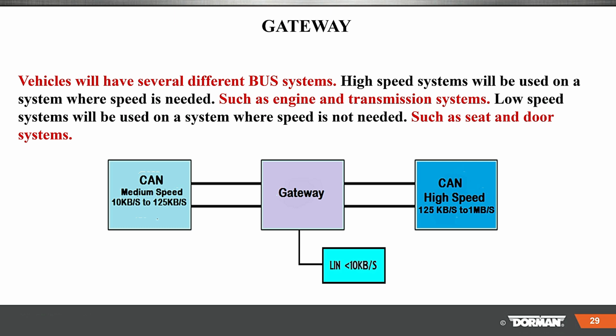And vehicles have several different buses. High speed will be used on systems that need it, such as engine, trannies, airbags, and ADAS and so on. Low speed will be used on systems where speed is not needed, the seat, the door, and you can see here. Now, how about this thing, a gateway module?